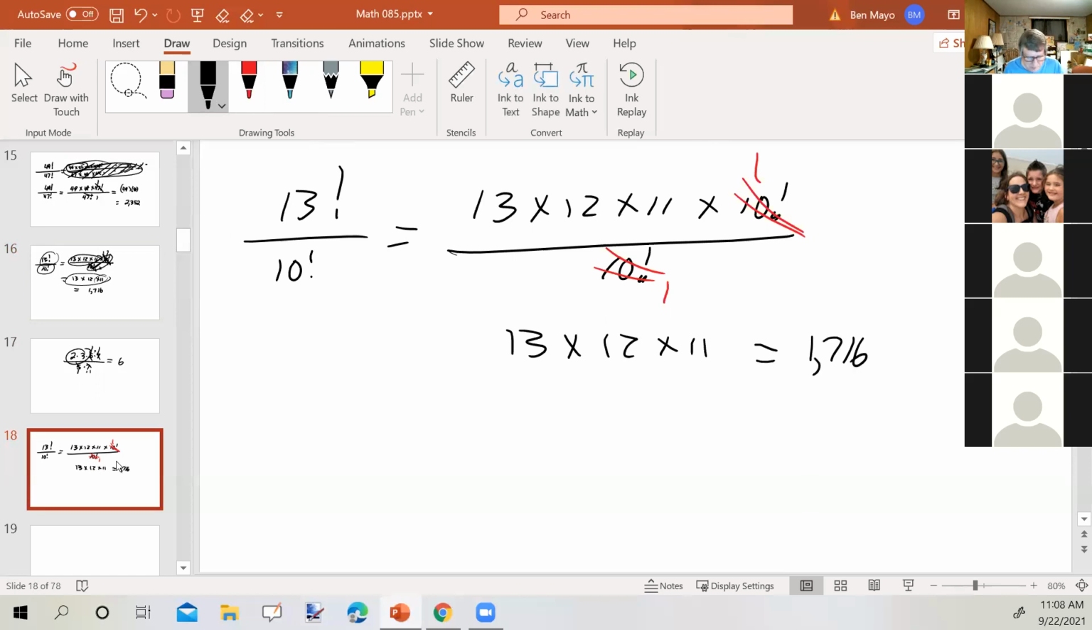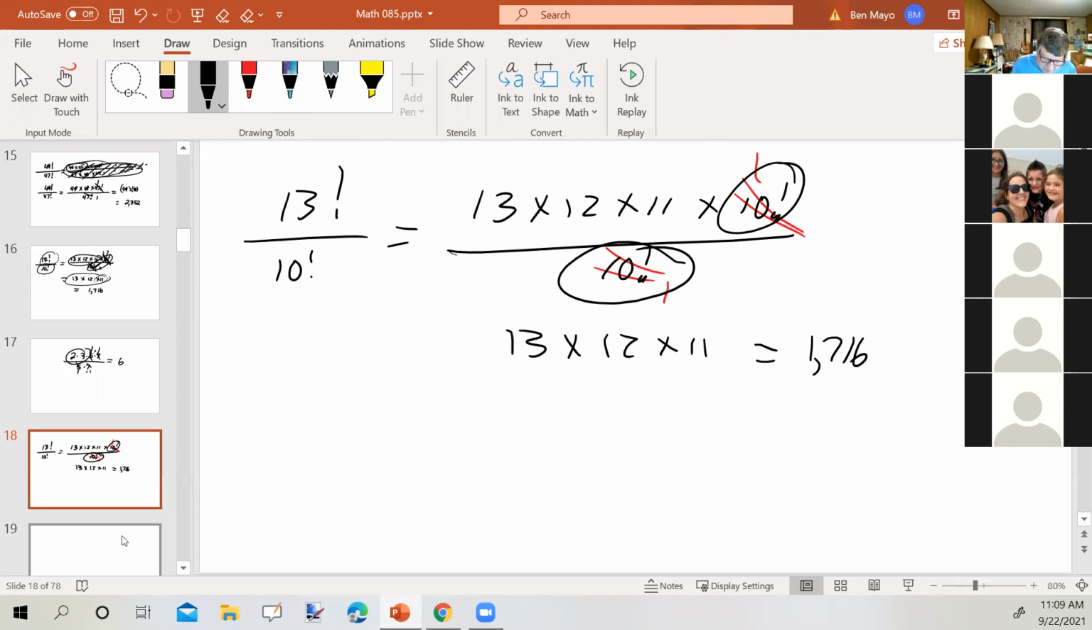Does that make sense? Okay, excellent. Mr. Mayor, how do you know how many times you go down? Like it's 13, 12, 11, 10. It's 4 times, but how do you know? You're right, it's 4 times, but that's not what's important. What's important is this. That tells me where to stop. Oh, so the number on the bottom is where you stop, because you want to match them so you can get rid of the bottom number.